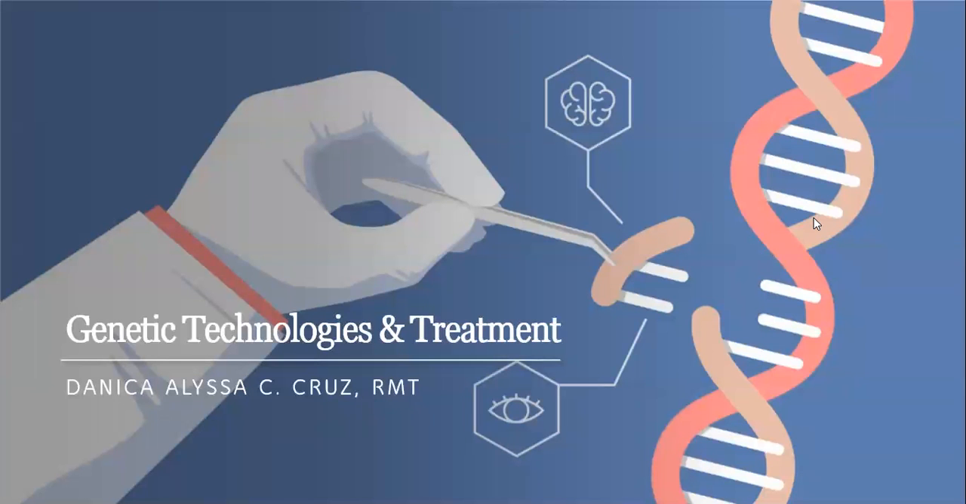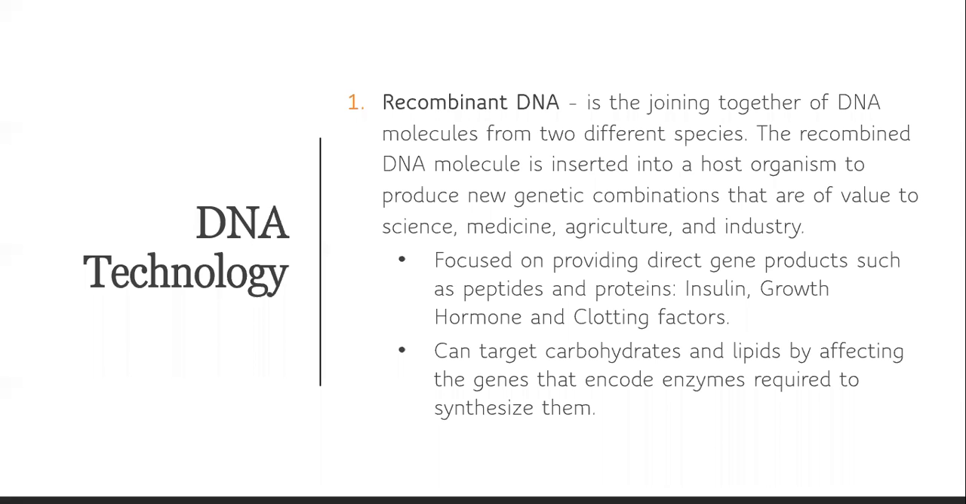Good morning, class. So today we will discuss genetic technologies and treatment. So what are the examples of DNA technology? So the first one is the recombinant DNA, wherein it is the joining together of DNA molecules from two different species. So the recombined DNA molecule is inserted into a host organism to produce new genetic combinations that are valued to the science, medicine, agriculture, and industry.